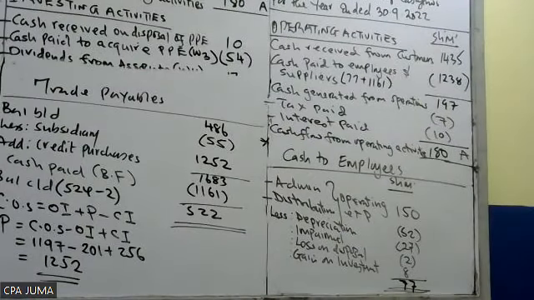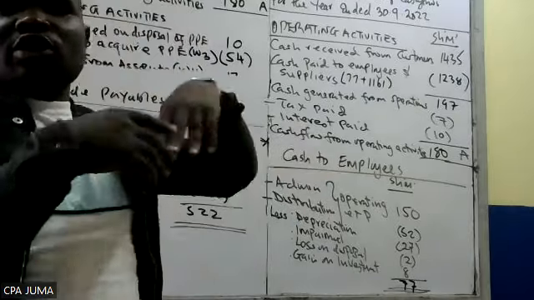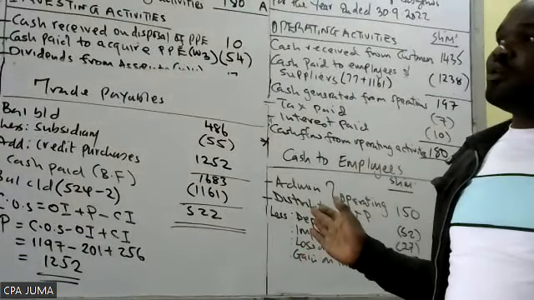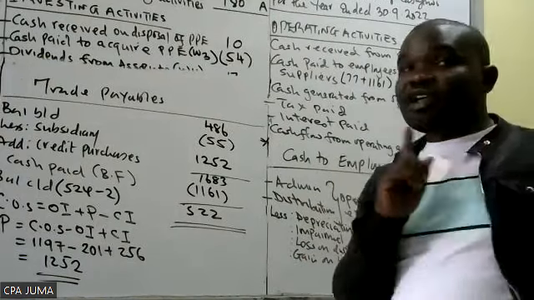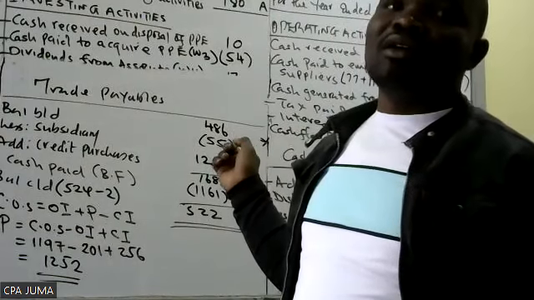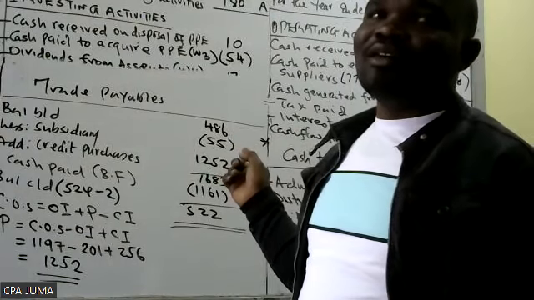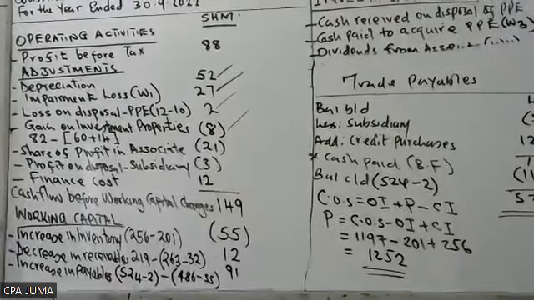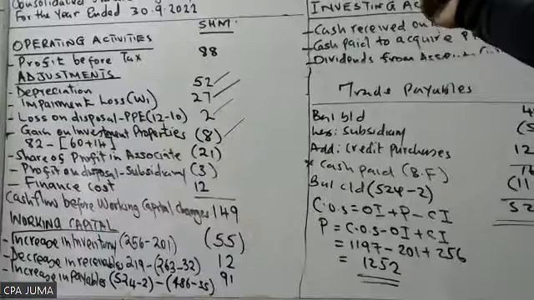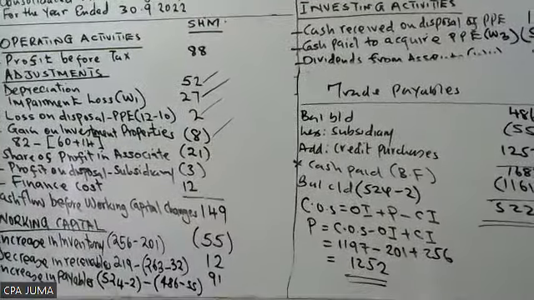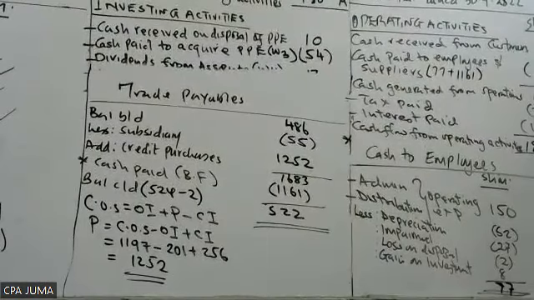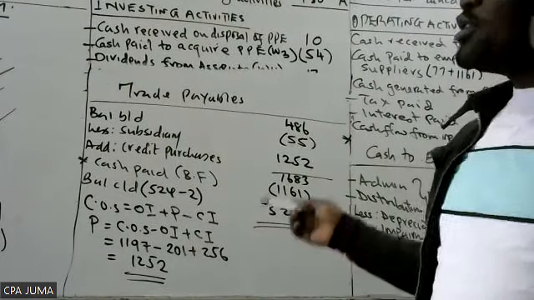So if the question is open, investing and financing are the same. Open means the question does not specify which method, so a student can use any method. The marks are quite the same. I advise you to go direct method. But if the question is silent, please go for indirect.